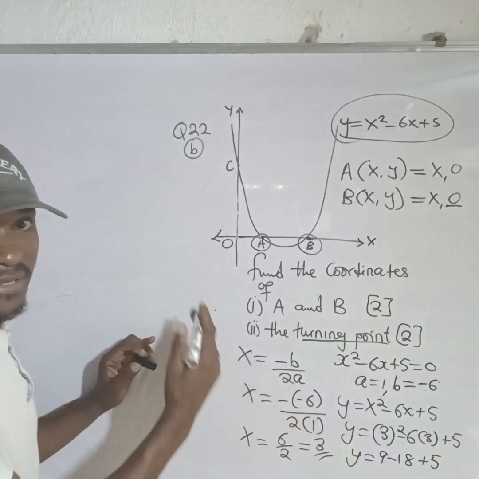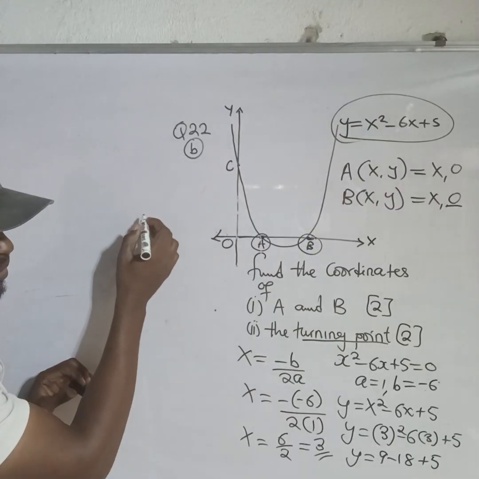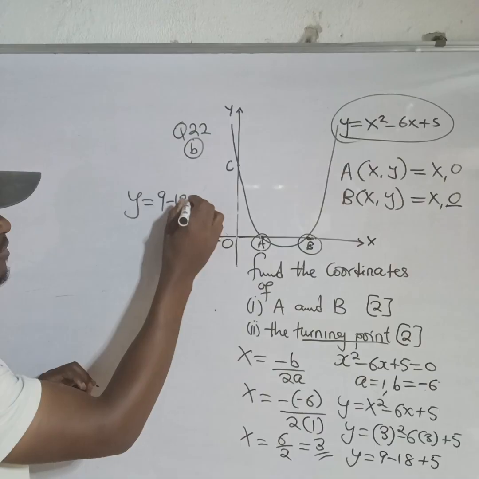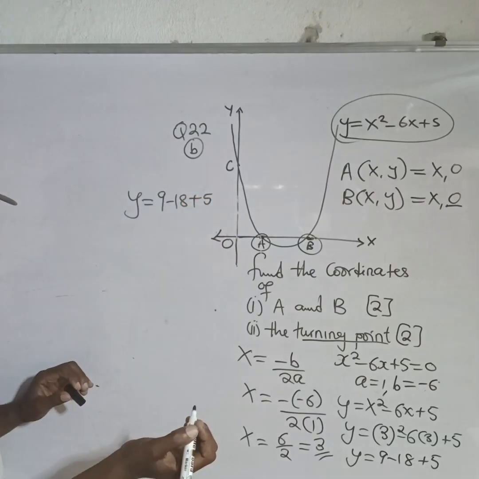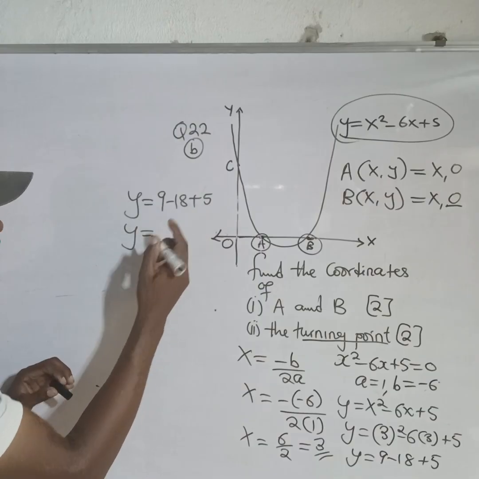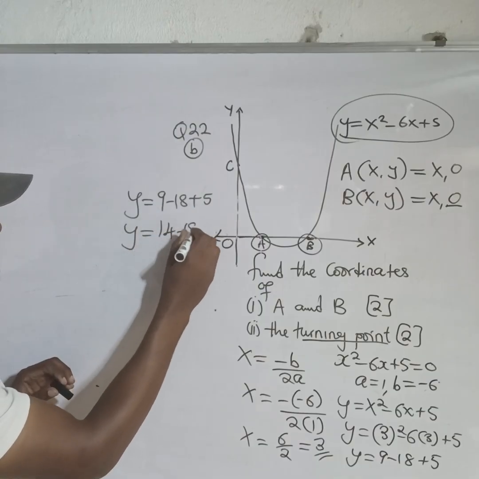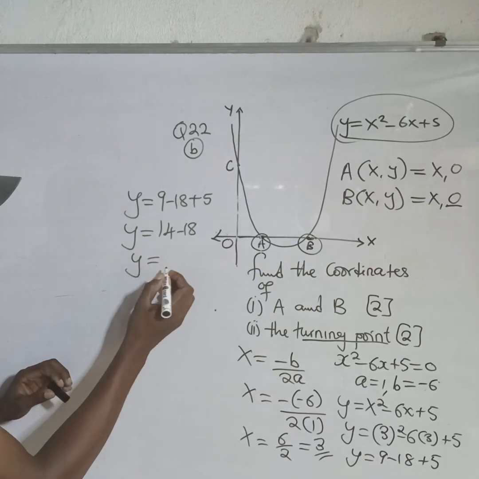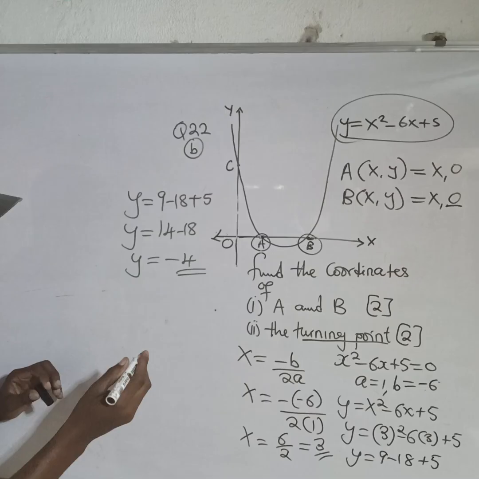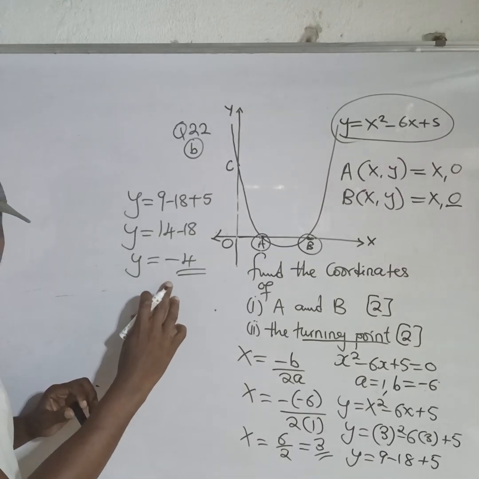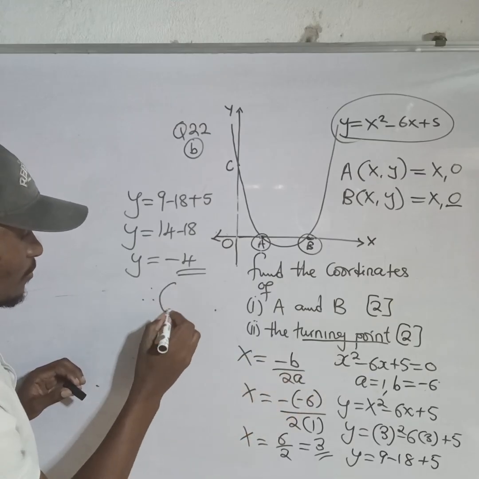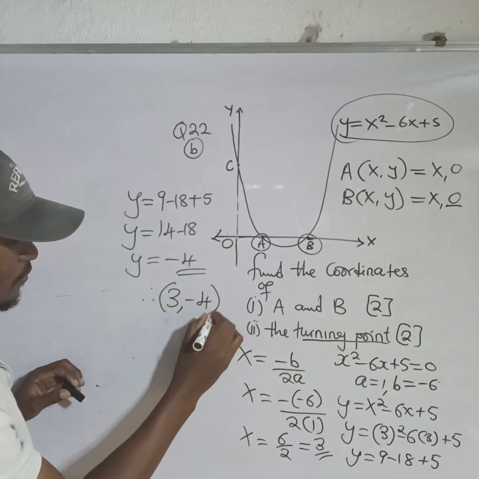So y is equal to 9 minus 18 plus 5. From there, 9 plus 5 is 14, minus 18, so y equals negative 4. So we are saying that the value of y is negative 4. Therefore, the turning point is 3, negative 4.